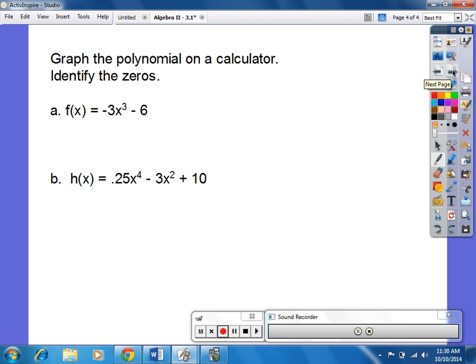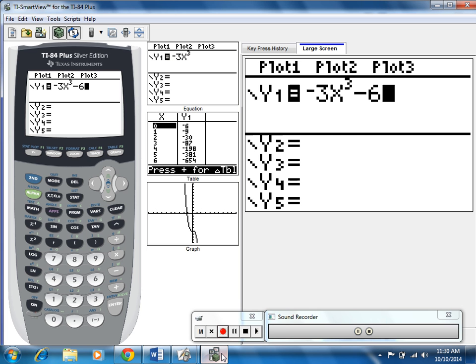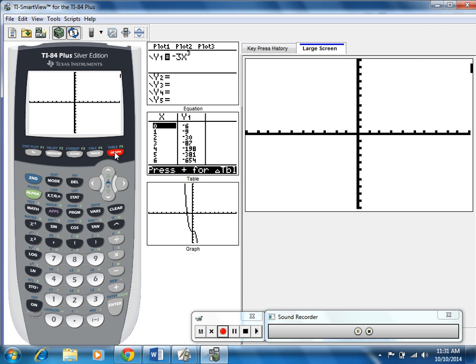The third thing we are going to do with these polynomials is graph them on our graphing calculator and identify the zeros. Make sure you have your graphing calculator available and ready to go. Bringing up my graphing calculator, I already have the first polynomial graphed. It was y equals negative 3x cubed minus 6. Looking at the graph of that polynomial, I can see that it has 1 zero. Remember, zeros are solutions or where my polynomial crosses the x-axis. In this case, it crosses once.